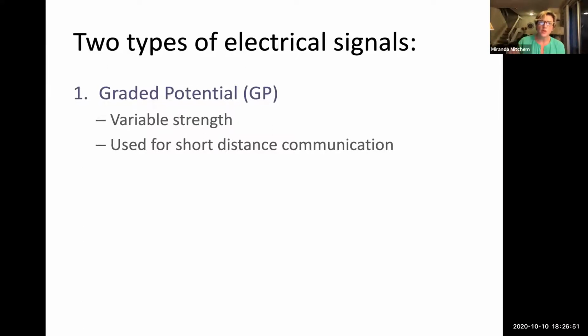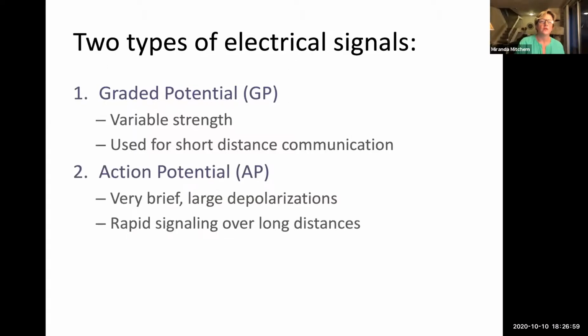These are only effective for short distances because there are no mechanisms to facilitate long distance communication. The action potential is different. It is used for long distances, and it actually begins with the graded potential. These are very, very quick, and they are used for long distance communication, by sending it down an axon through a nerve often.